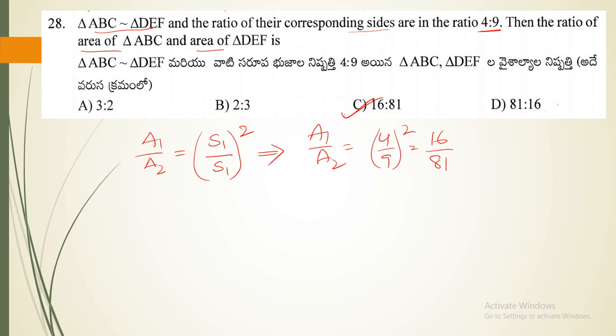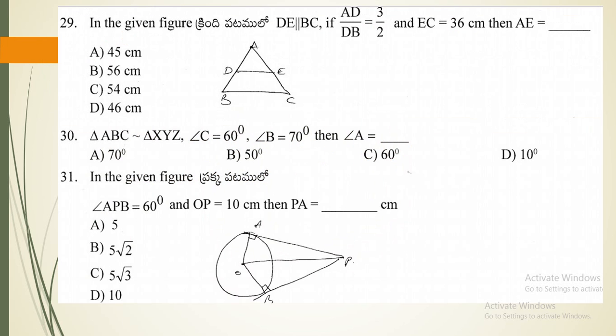Next, moving on to the next question. What has he given? DE is parallel to BC. He has given AD by DB is equal to 3 by 2. So this is 3, this is 2. EC is equal to 36. So 2 is equal to 36, that means 3 is equal to what? If 2 is equal to 36, then 1 is equal to 18. Then 3 18s are 54. So the answer is 54.